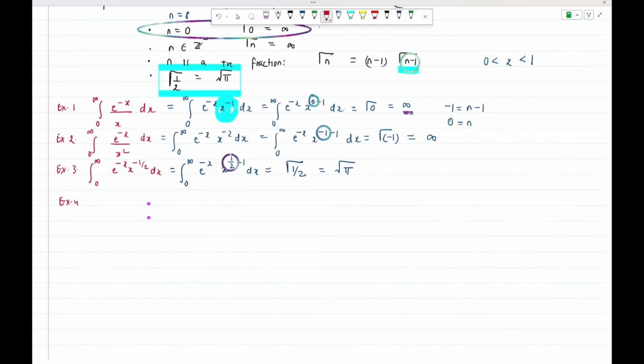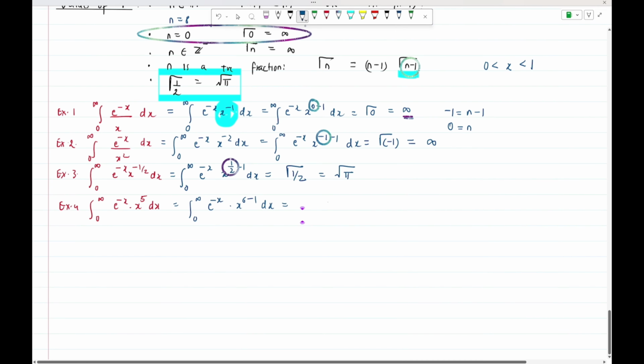Next, example number 4: the integral from 0 to infinity of e raised to negative x into x raised to 5 dx. For this, we rewrite it as the integral from 0 to infinity of e raised to negative x times x raised to 6 minus 1. Here the value of n is 6, so this is going to be gamma of 6. Since it's a natural number, we know that this is going to be 5 factorial, which is equal to 120. So these are some very elementary examples of the gamma function, and you can see how simple the gamma function makes these improper integrals which deal with infinities.